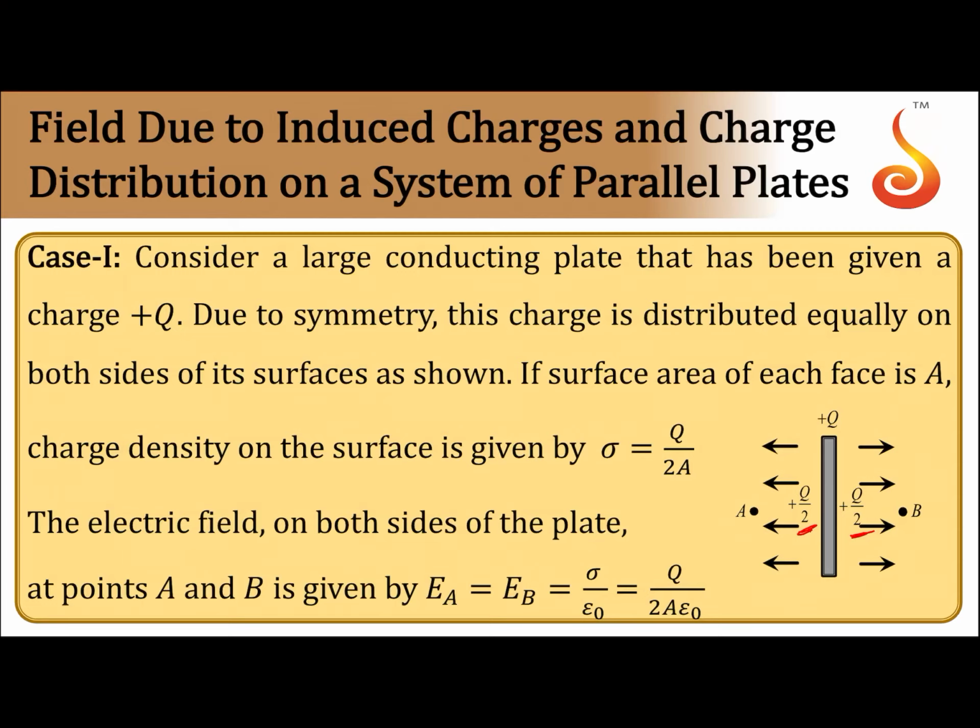If the surface area of each face is A, then the charge density on each face will be q by 2A, that is q by 2 divided by A, where A is the area of the plate. The electric field on both sides of the plate is sigma divided by epsilon naught. So on side A it is this way, on side B it is this way, because the charge given is positive. So that will become equal to q by 2A epsilon naught.